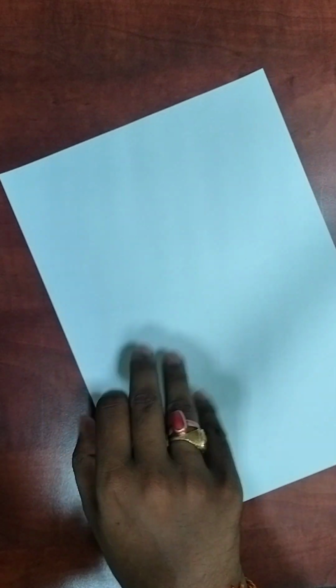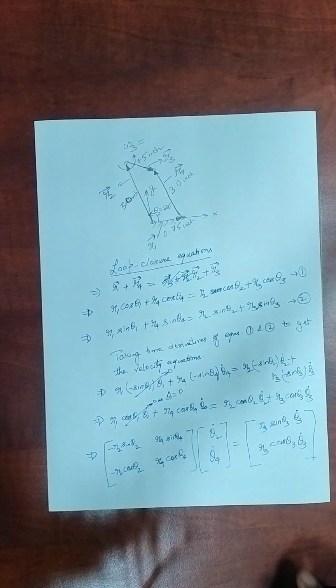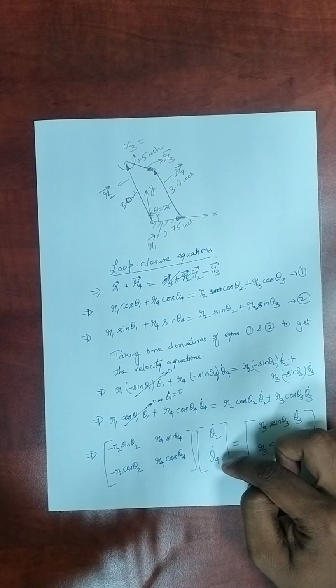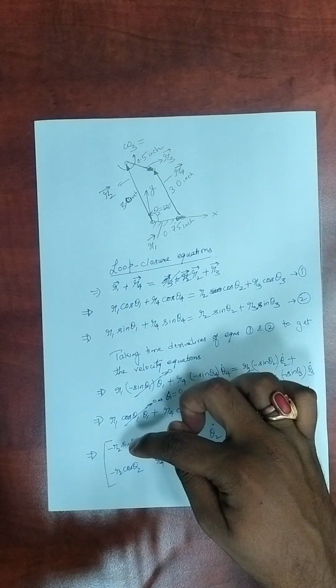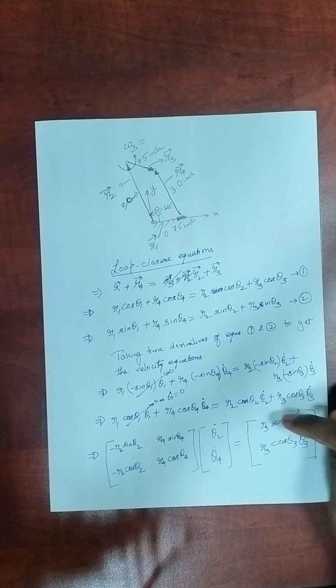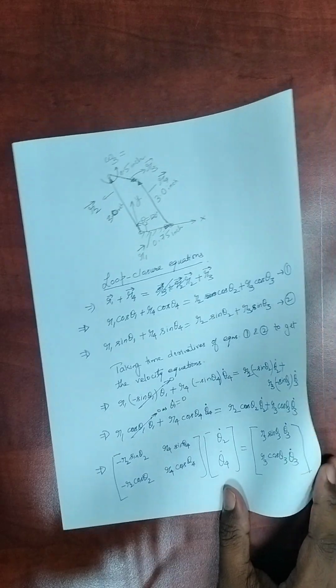In order to solve the velocity equations, if I look at the expressions that I have got here, in order to find out theta 2 dot and theta 4 dot, I need to know what is theta 2, theta 4, and also what is theta 3. Theta 3 dot is given to me.